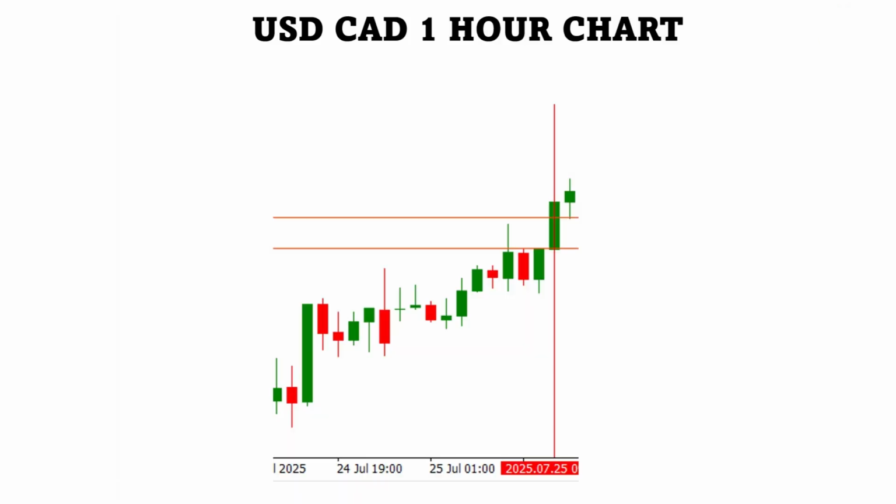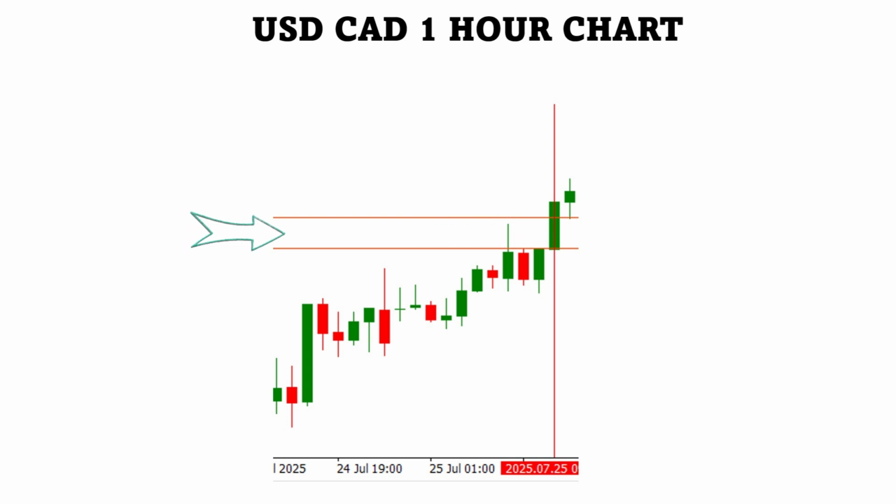So for this, I'm taking an example of USD CAD 1 hour chart. So this is how the setup is looking on a 1 hour chart of USD CAD. Now you can clearly see this is our candle number 1, our candle number 2, and candle number 3. And there's a clear gap between the high point of candle number 1 and the low point of candle number 3. And this area between the lines is your area of fair value gap zone.